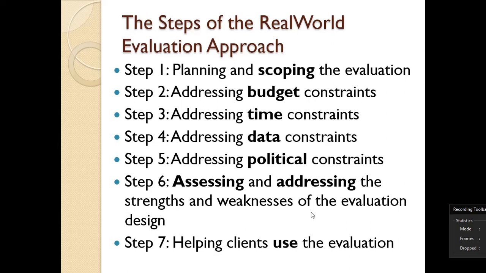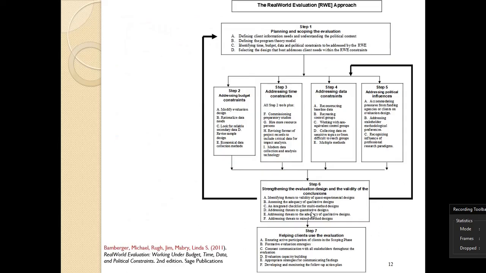So step 1 is planning and scoping the evaluation. Step 2 is addressing the budget constraints. So you secure money to do a rigorous and effective evaluation, and address issues of time constraints. Perhaps there can be extensions, or you could start evaluation earlier rather than later on. Then addressing data constraints, maybe on issues of how to keep particular data from baseline so that it can be used at a later stage. Addressing issues of political constraints, and then you assess and address the strengths and weaknesses of the evaluation design, and then you can help clients also to use the evaluation.